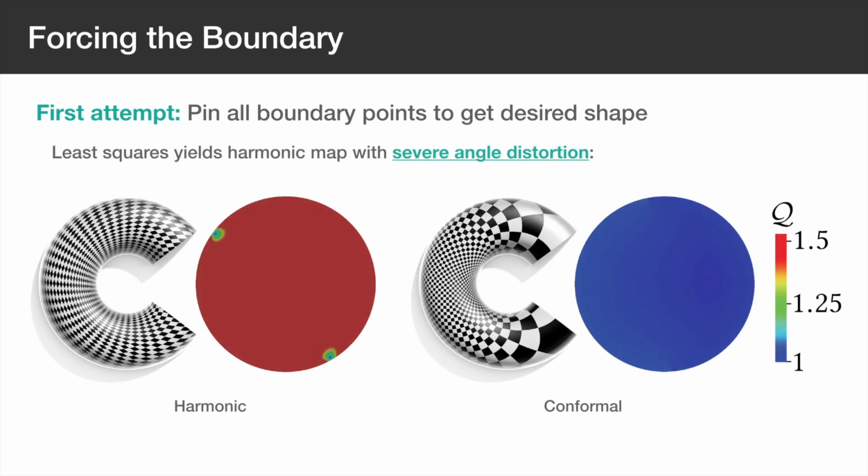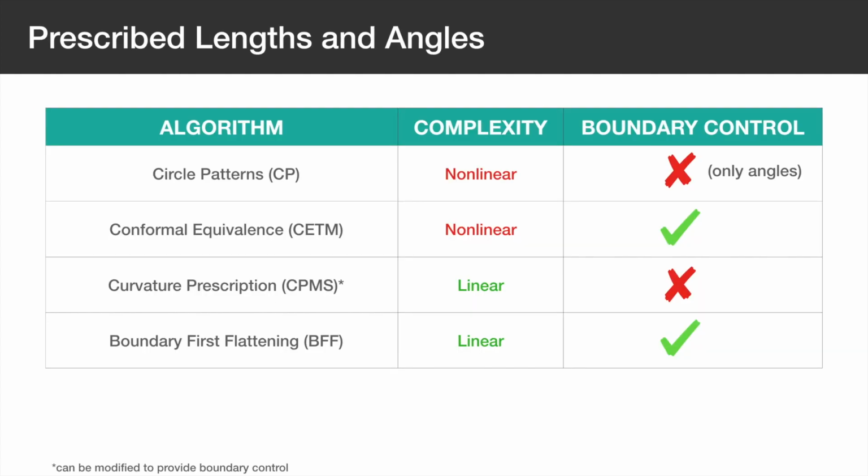Now, a first attempt at getting a desired shape might be to pin all the boundary points. However, this approach generally results in maps with severe angle distortion, since a compatible conformal map might not exist. Later methods explicitly incorporate boundary conditions. Here, CETM serves as the gold standard, providing high quality maps with control over both boundary lengths and angles. Unfortunately, this approach requires expensive nonlinear optimization.